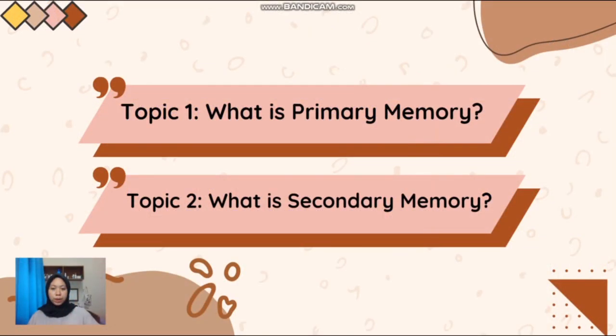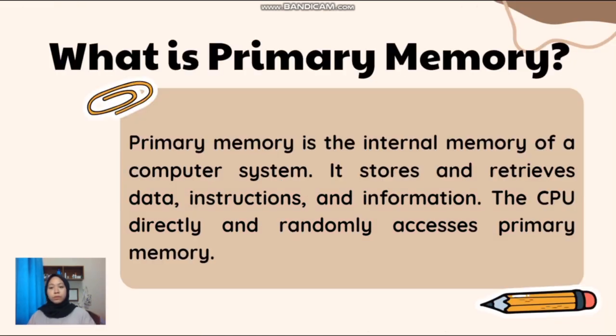Hi, Assalamualaikum. My name is Aina Shazrik binti Shafari. My matrix number is 076782. I'm going to talk about what is primary and secondary memory. Primary memory is the internal memory of a computer system. It stores and retrieves data, instructions, and information. The CPU directly and randomly accesses primary memory.